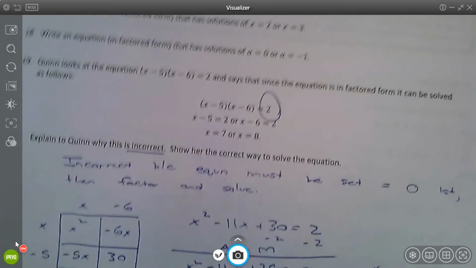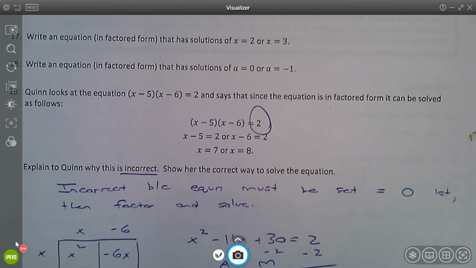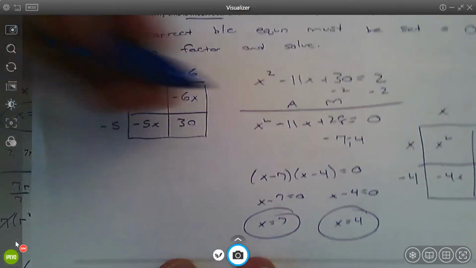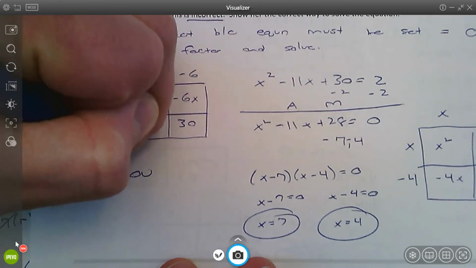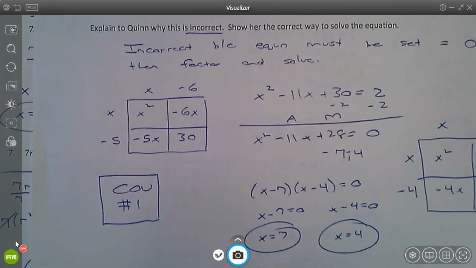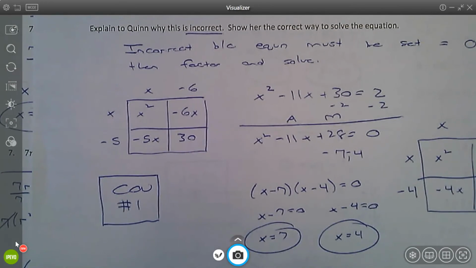So just going back to why Quinn did this incorrectly, she did not get the equation set equal to 0 first. So she never used the zero product property. So at this point, you're going to take a look at your yellow zero product property check of understanding, and you're going to do question 1. If you need to rewatch this video to help you, you can, but you're going to do that yellow zero product property check of understanding question 1.